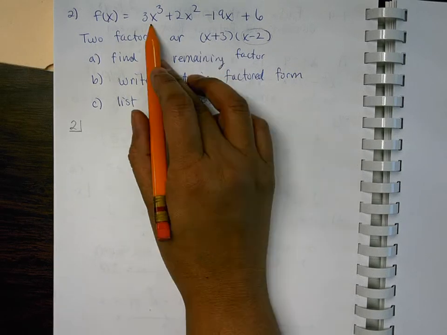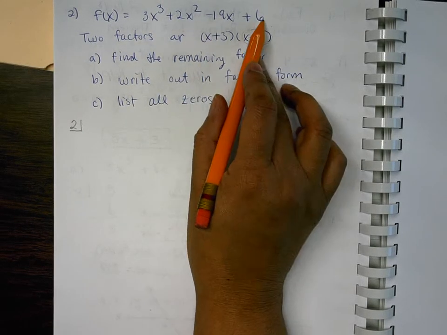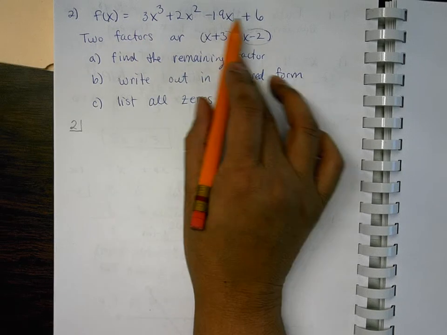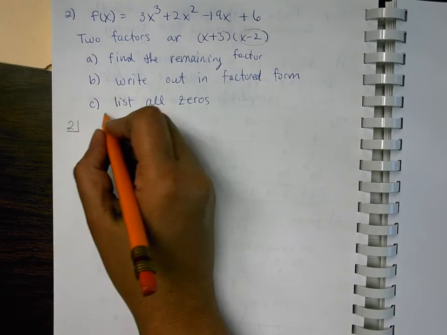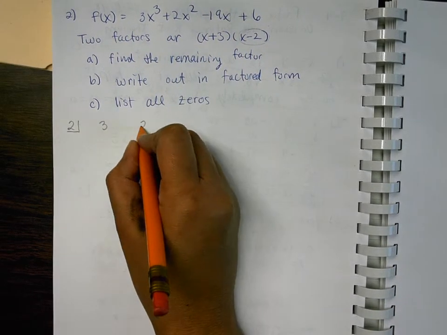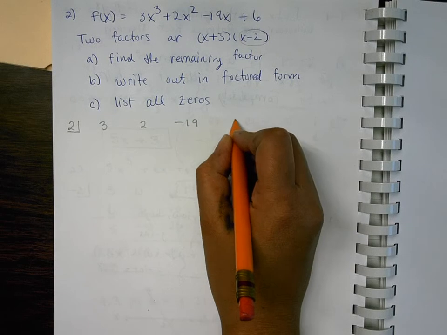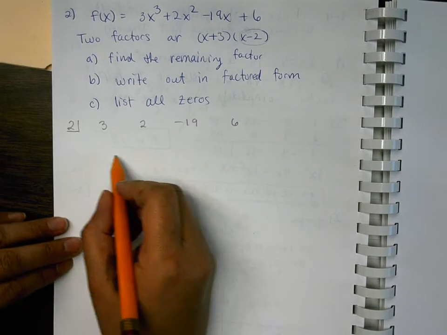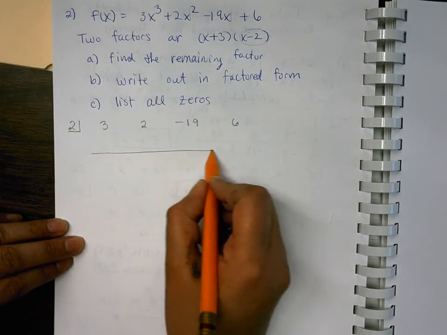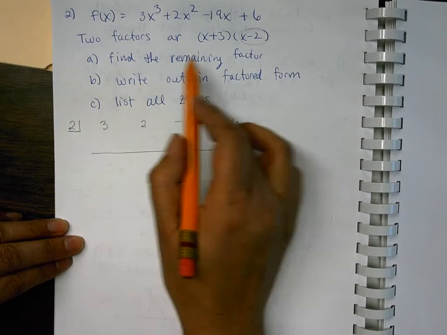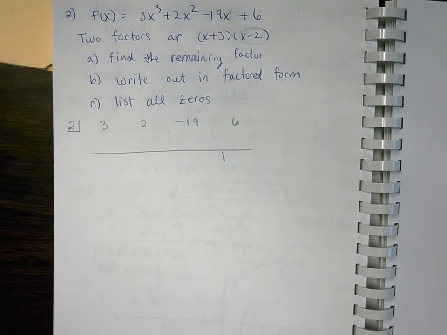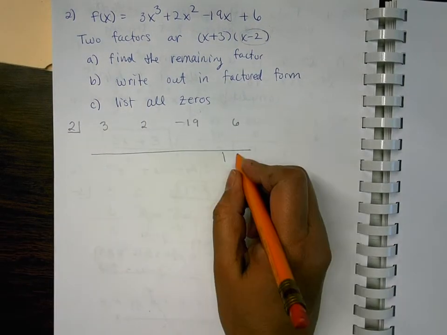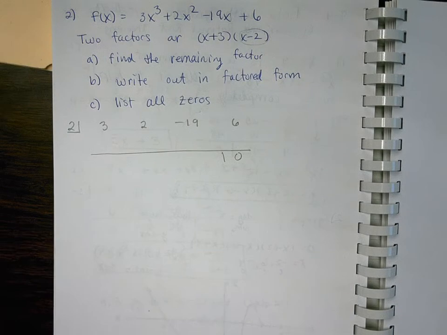Third power, second power, first power, no power. Are all the x's accounted for? Yeah. So that's 3, 2, negative 19, and 6. Because we're using factors, should the remainder be 0? Yeah, I'm going to put a 0 right there because I know it should come out to be 0. Go ahead and work it out. I'm going to let you figure out your numbers knowing the last one should be 0.